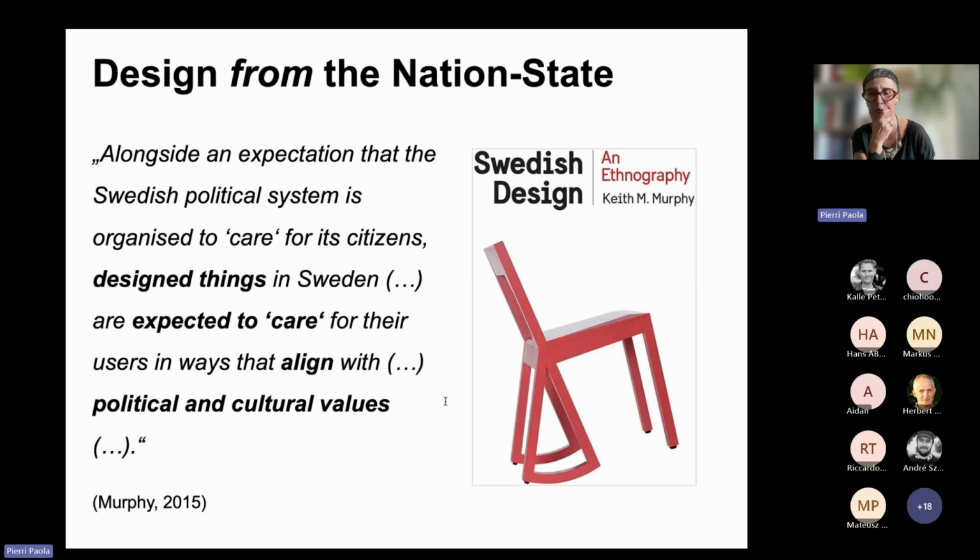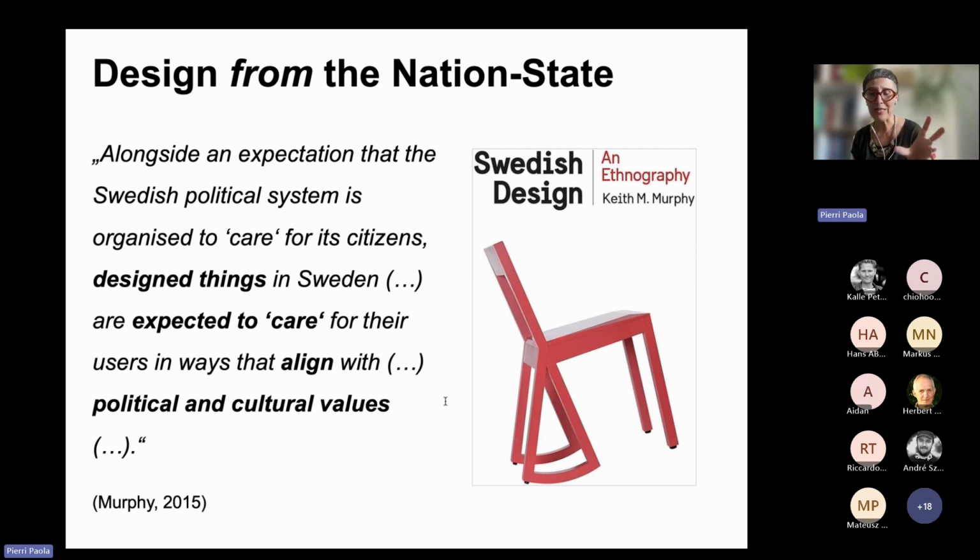It is mostly an ethnographic work that explores how the cultural context and the values of Swedish democracies influence and shape what we understand today as the good Scandinavian design. And I'm reading the quote here. So, alongside an expectation that the Swedish political system is organized to care for its citizens, design things in Sweden are expected to care for their users in ways that align with political and cultural values.